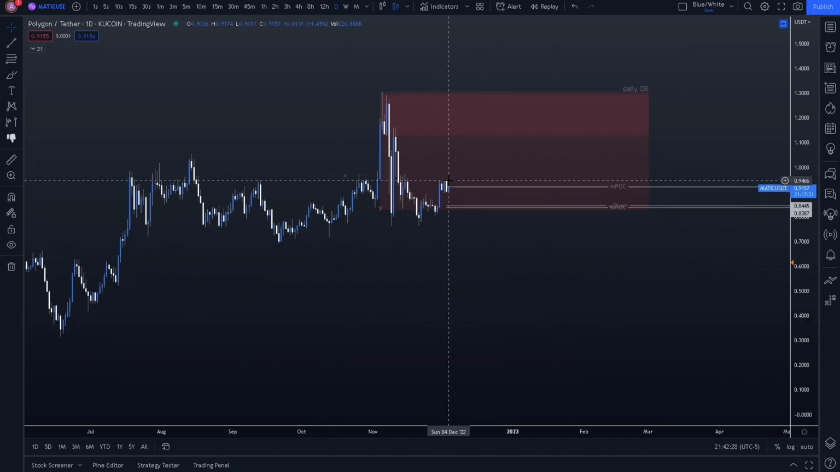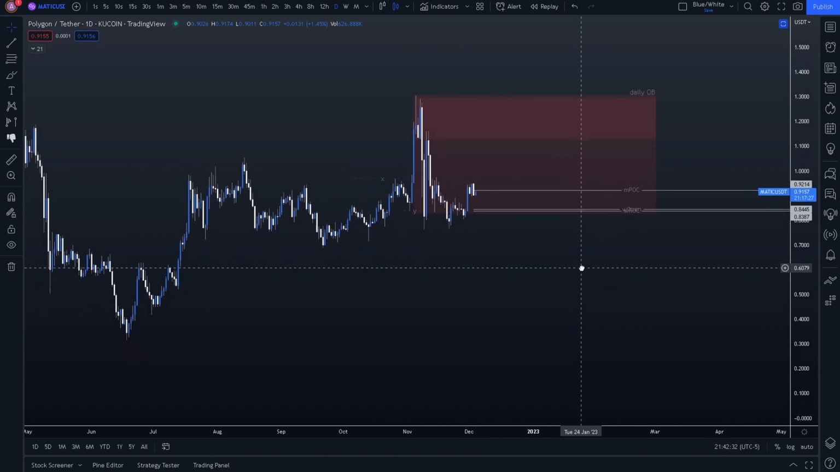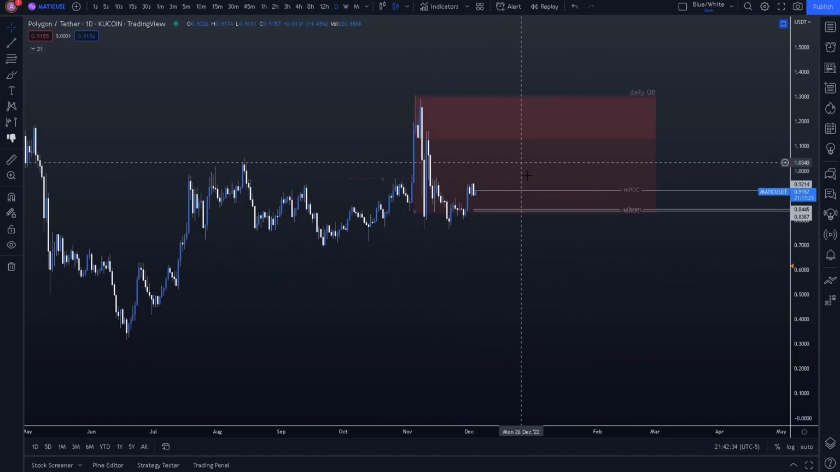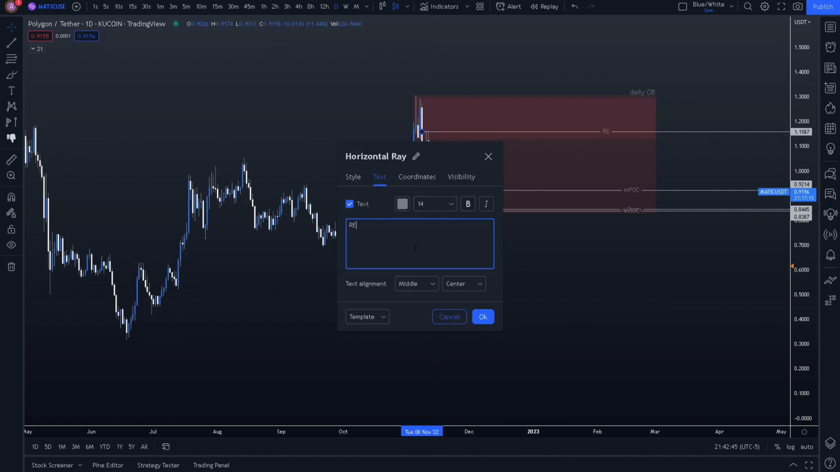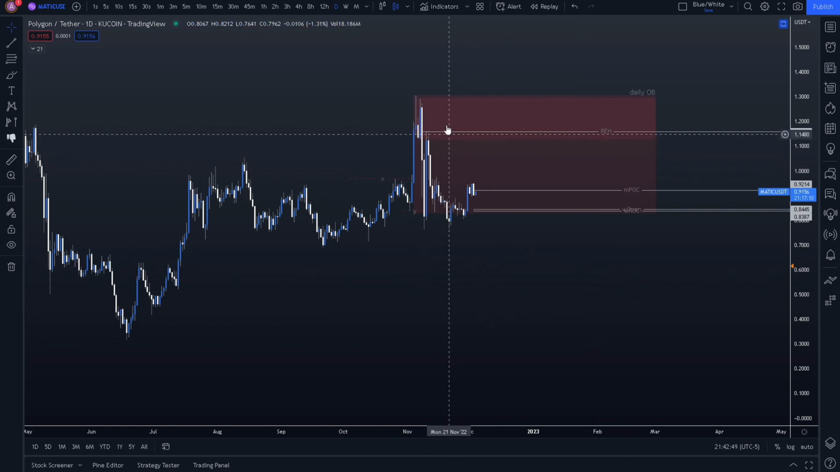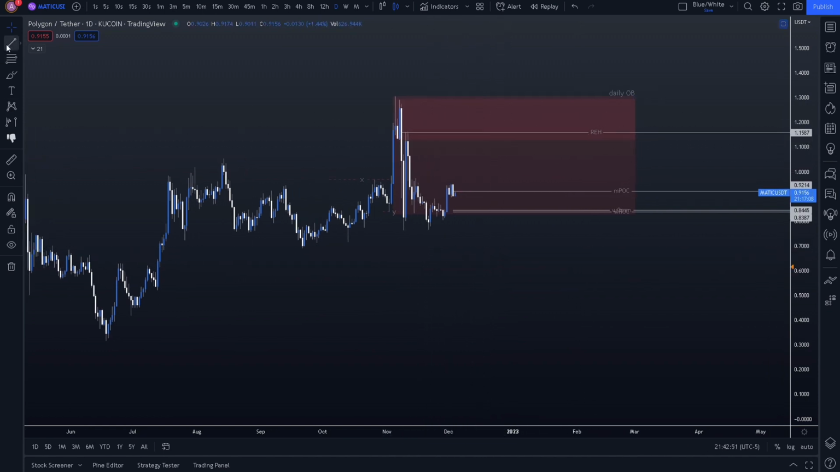I believe we are entering some sort of markdown relatively soon. And we definitely can see more accumulation here, so a little bit more up moves, possibly a tap into this order block and a sweep of these relatively equal highs right here. I'll mark that as REH for relatively equal high. So these are some areas that I would definitely look out for.